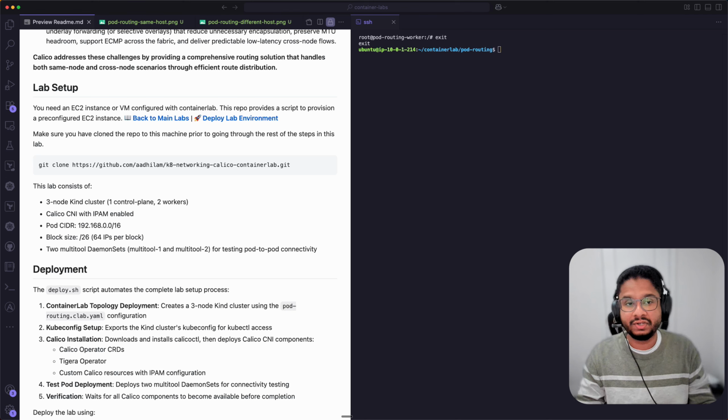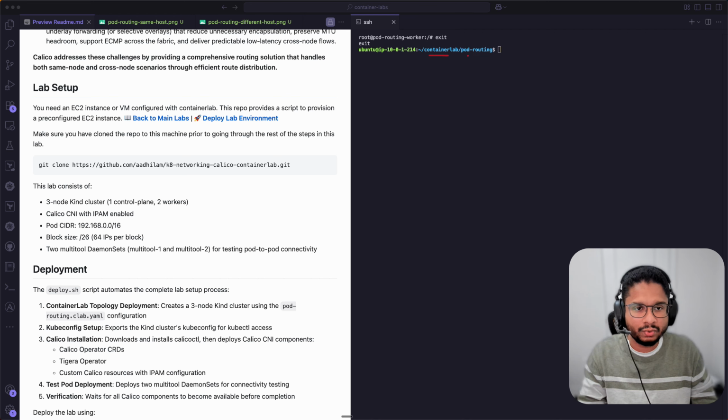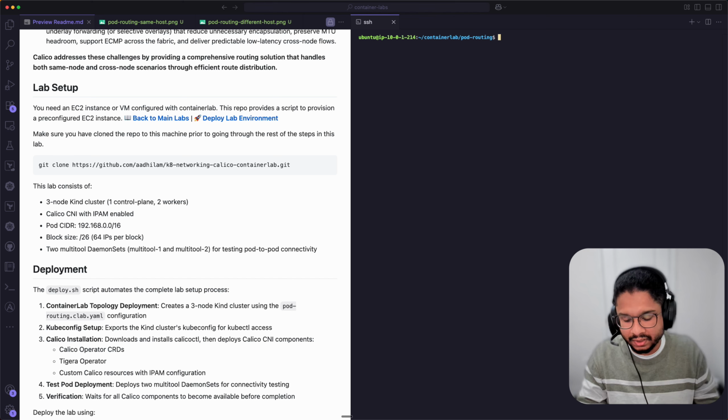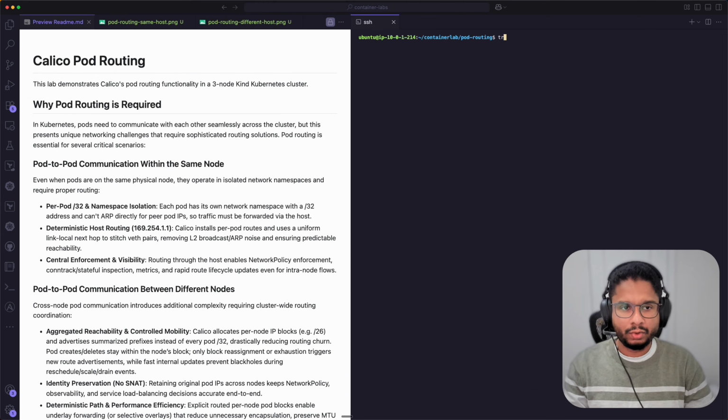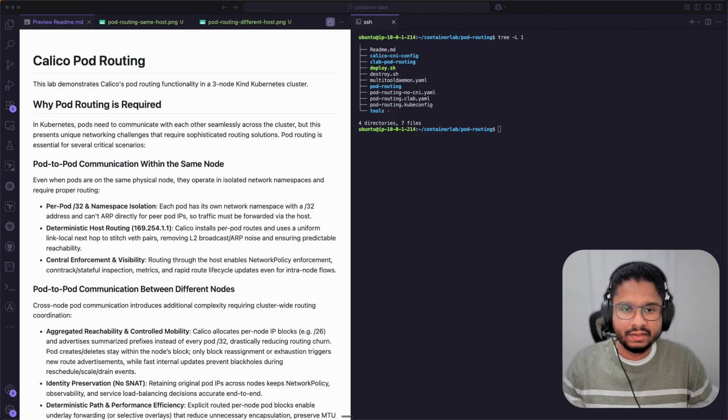Now I've already provisioned the lab in my environment. If you've cloned the repo, there is a folder called container lab, in which we have another folder called pod-routing, which has all the files that belong to this particular lab. So if I do a tree -L 1, these are the files in this lab.